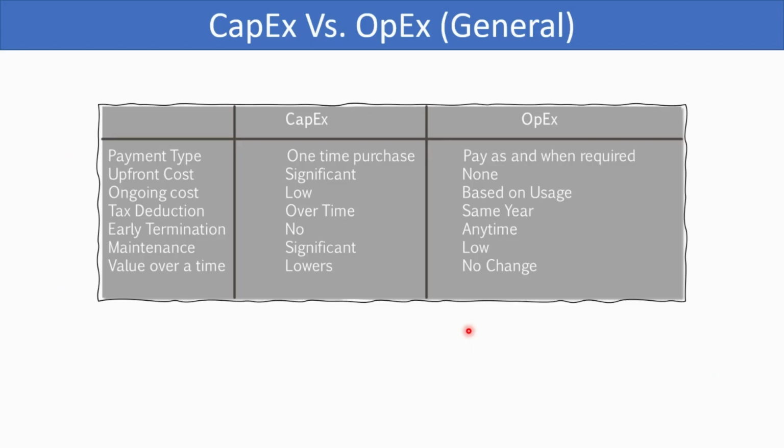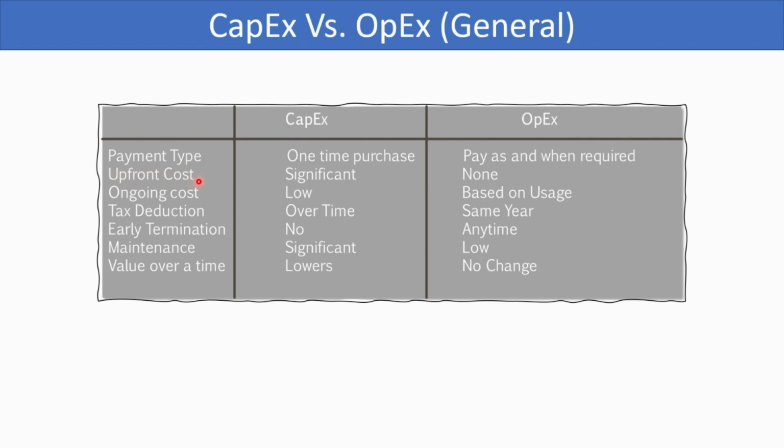Next, let's see the general differences between CapEx and OpEx. If you take payment type, in CapEx it is going to be a one-time purchase. You are going to pay it upfront. Whereas in OpEx, it is pay as you go, or pay whenever required, or pay per usage. That is considered OpEx.